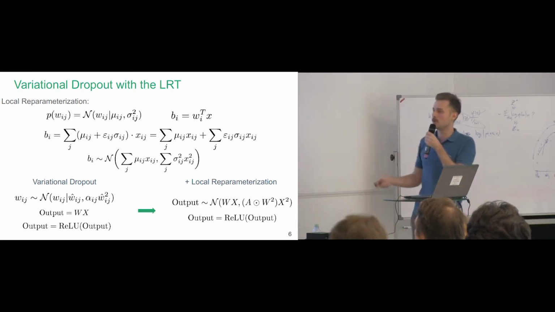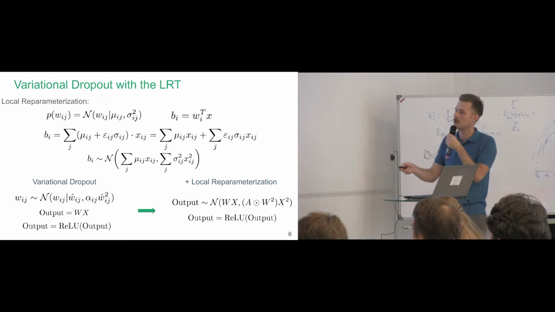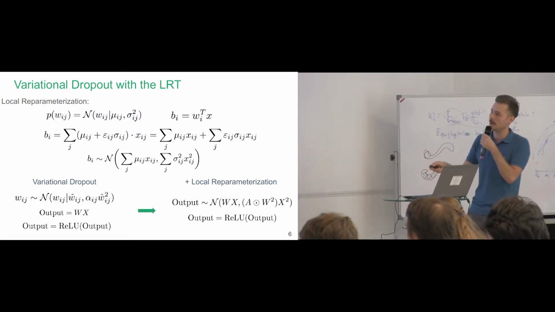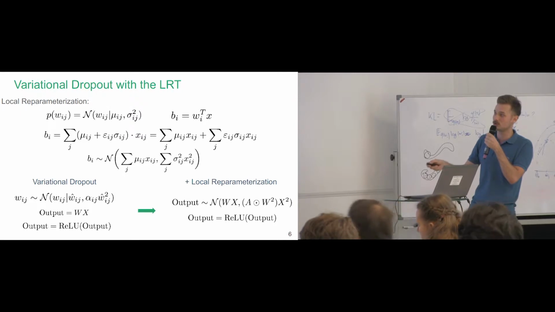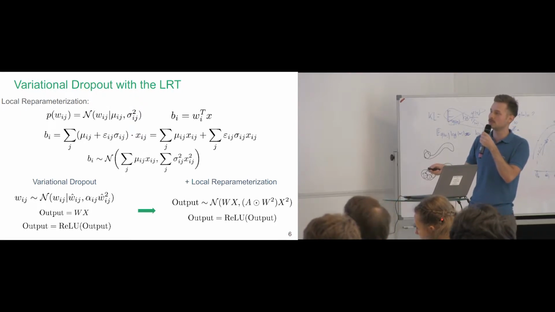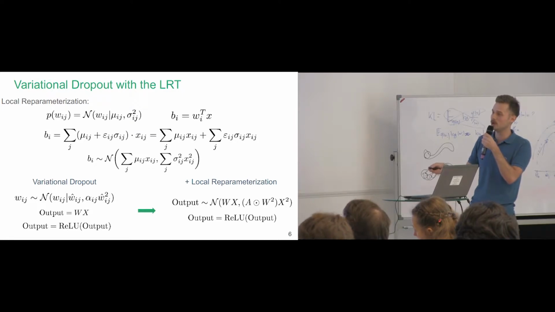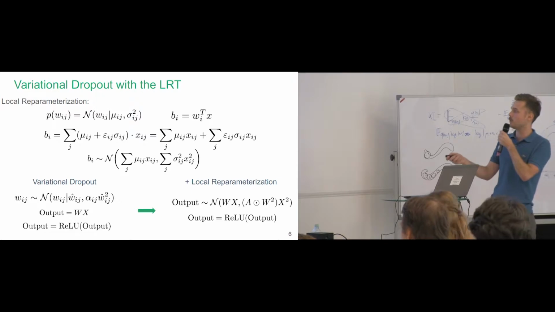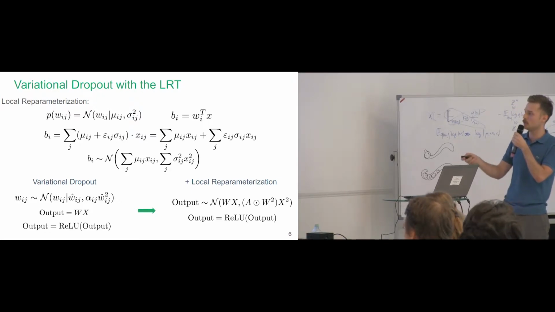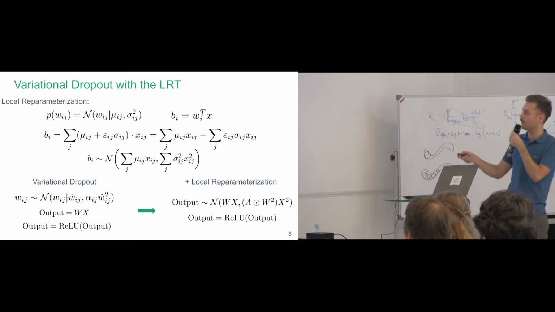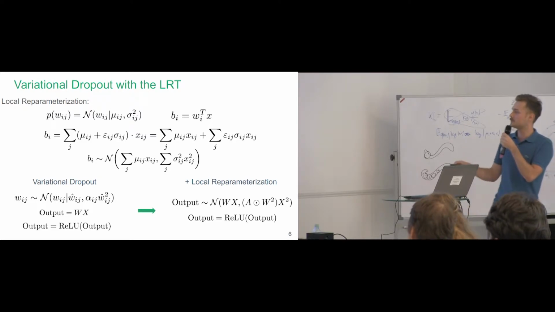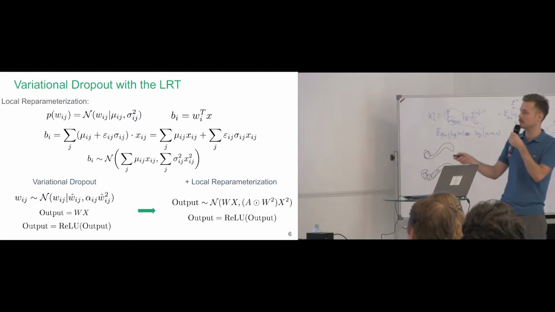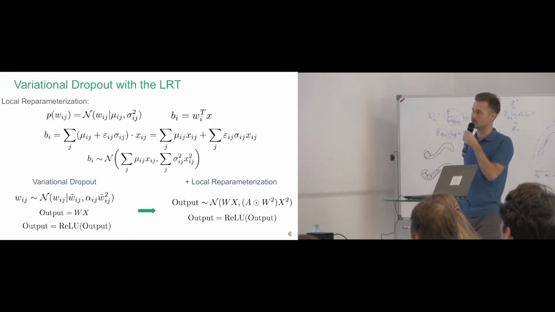What variational dropout says is that we need to sample each weight wij from this distribution. Then we need to multiply matrix W by matrix X to obtain the output, and then apply nonlinearity. And what the local reparameterization trick says is that we can pre-compute the mean of our output, pre-compute the variance in this manner, and then we can apply nonlinearity, and we will obtain the same result.